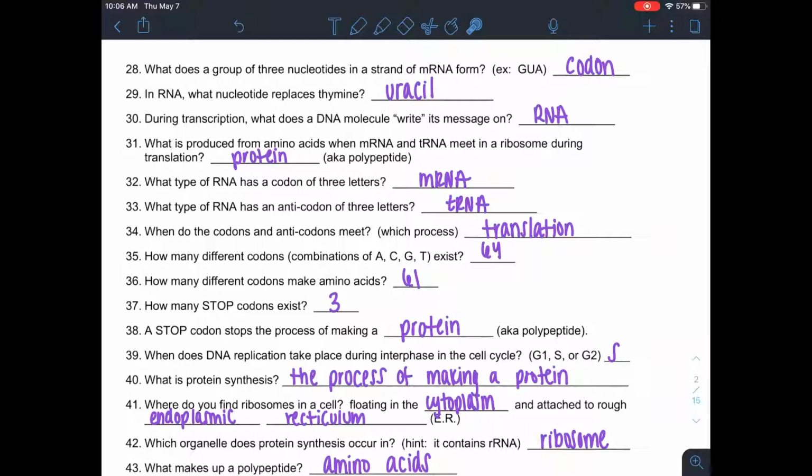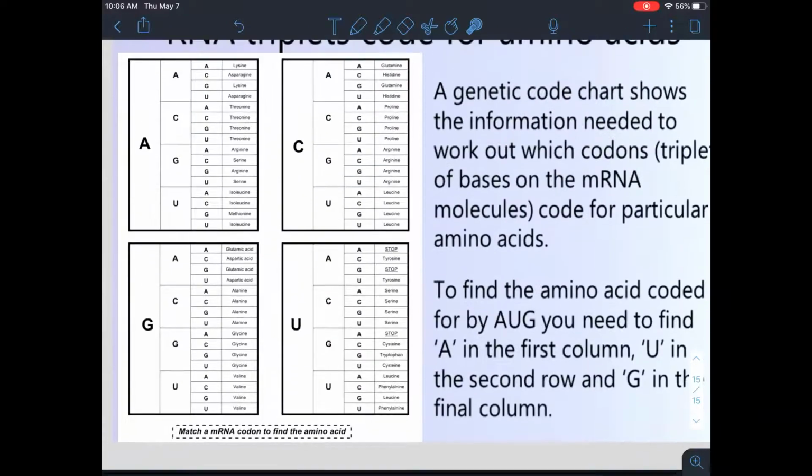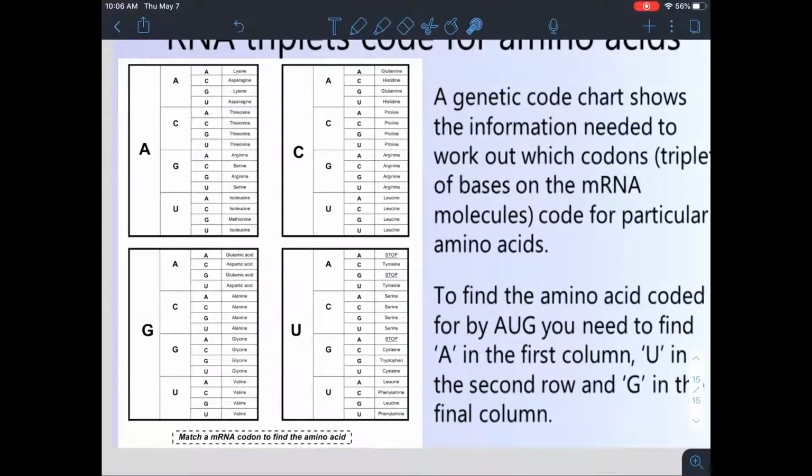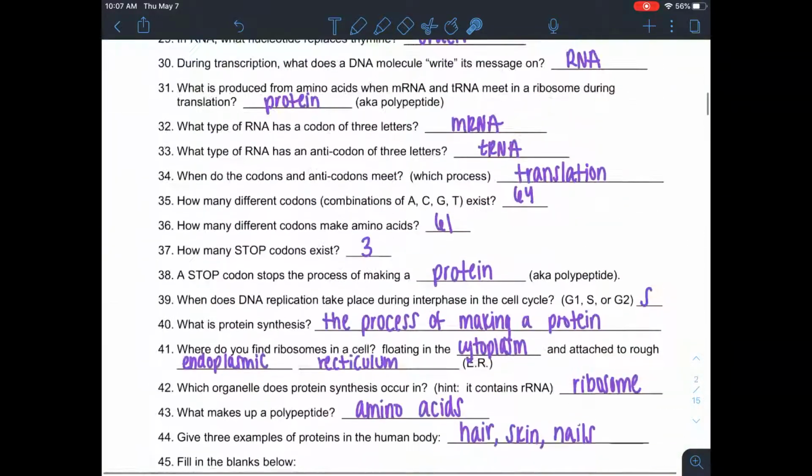All right, now for 35, this one was just kind of fun here. How many different combinations of A, C, G, and T exist? Right, it's 64, right? So I don't expect you to remember that off the top of your head here. Okay, basically what I was asking is if you take all of these different boxes, right, we have 4, 4, 4, 4, right? So you have 16 here, 16 times 4, right? That gets us our 64. All right, so that was our 64 there.